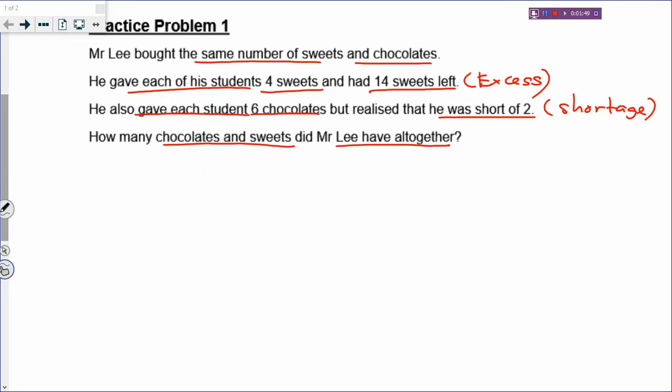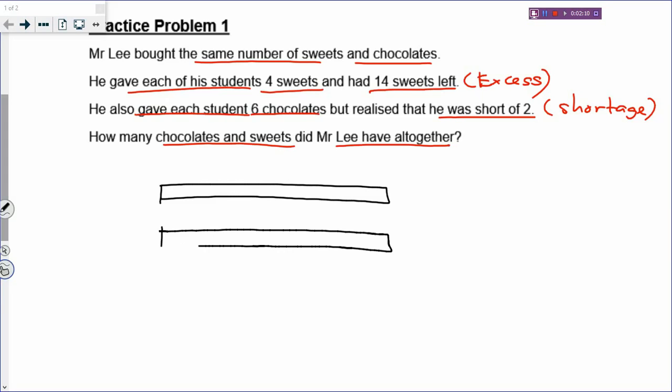You start with the first sentence. Mr. Lee bought the same number of sweets and chocolates, and he gave each of his students 4 sweets and had 14 sweets left. So how do we draw? You draw the same number of sweets and the same number of chocolates. You may want to label this as sweets, and this as chocolates. What is same number? Equal concept, so you draw 2 equal rectangles. I like to draw a dotted line to show the equal concept.